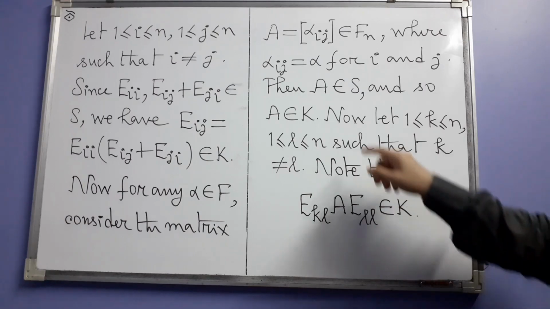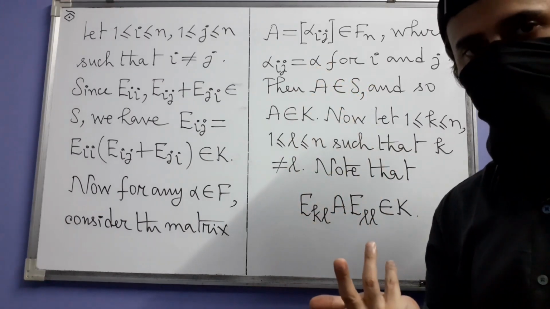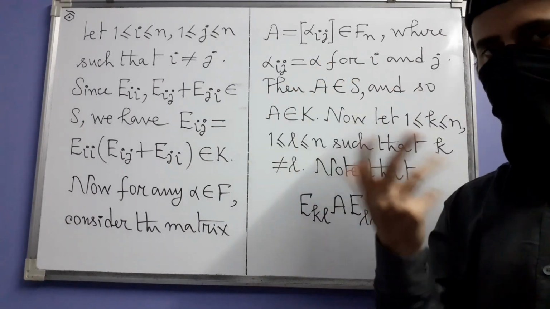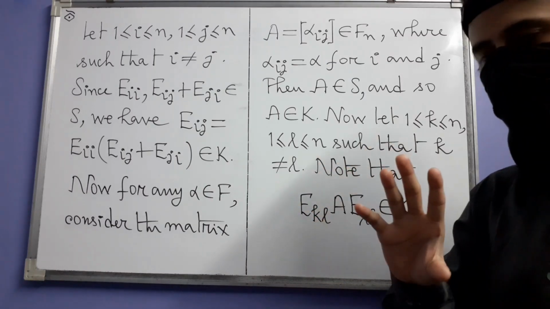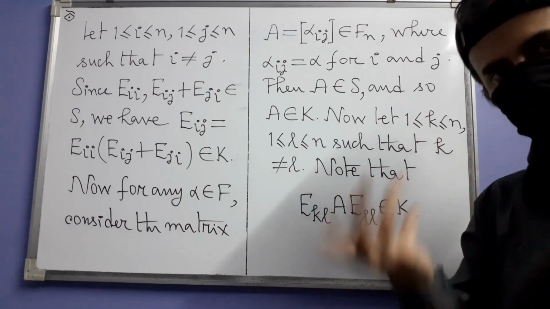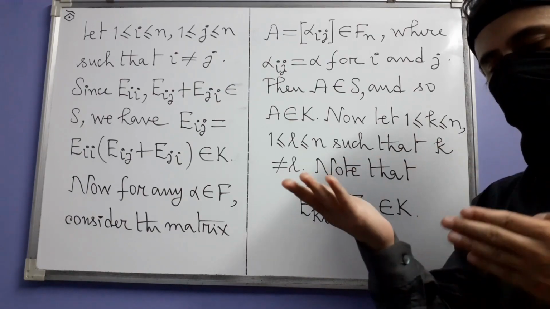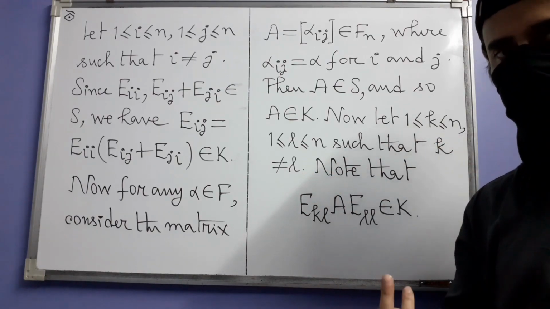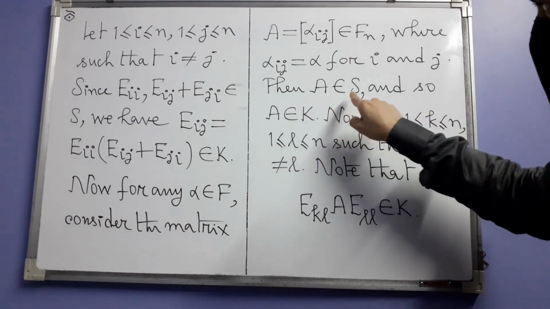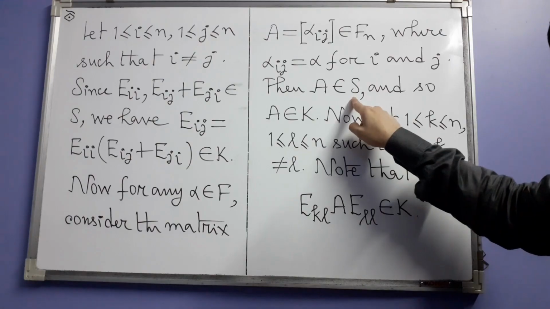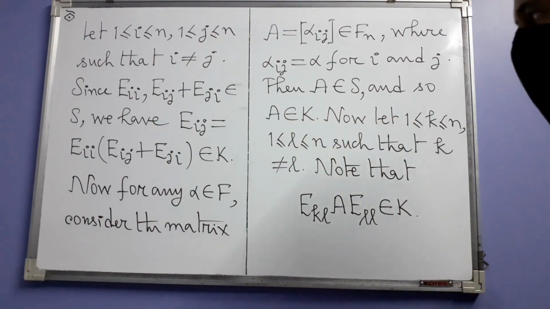Alright. Then obviously it's a symmetric matrix. Everywhere you have the same element, automatically it's symmetric, because if you take its transpose, it is again that same matrix. If you transform the rows into columns and columns into rows, nothing changes. And as such, this A belongs to S, and being in S, A is also in K.